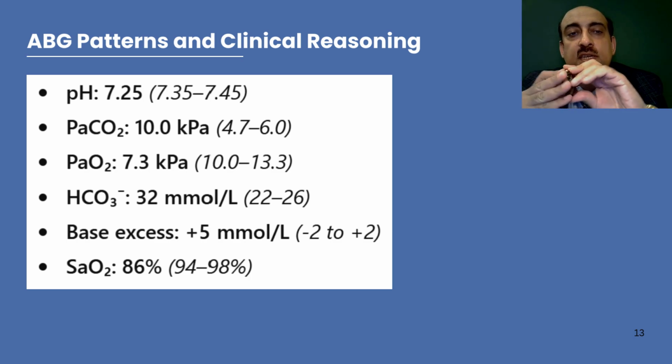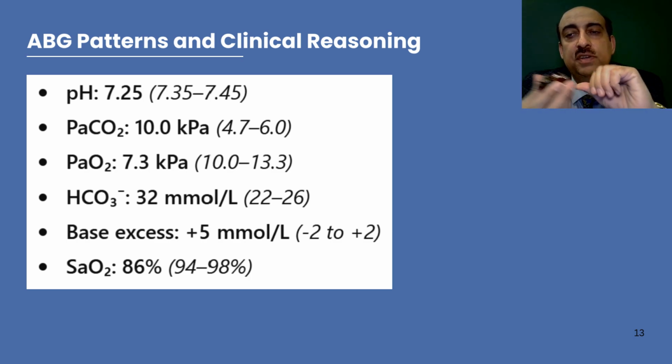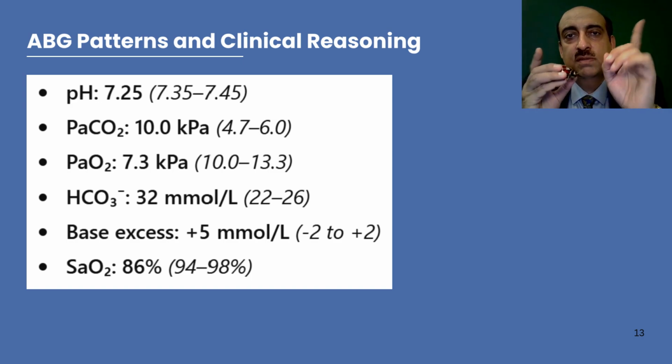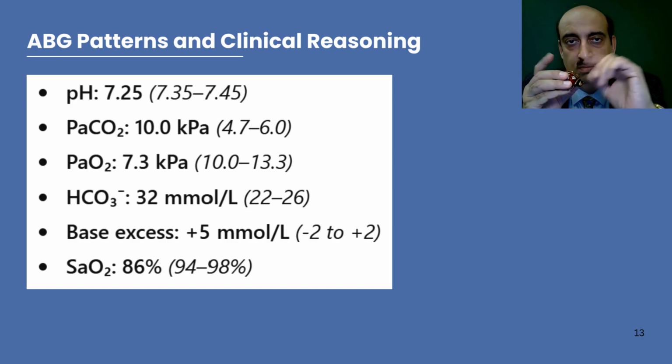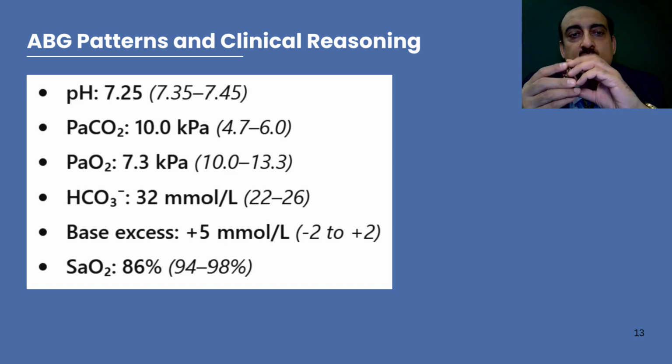So let's study the first example of ABG patterns with my favorite beetle. Okay, so the beetle is going to study the ABG patterns with you. So let's look at the pH. 7.25. What is it? Acidosis or alkalosis? Think about it. So it is acidosis.